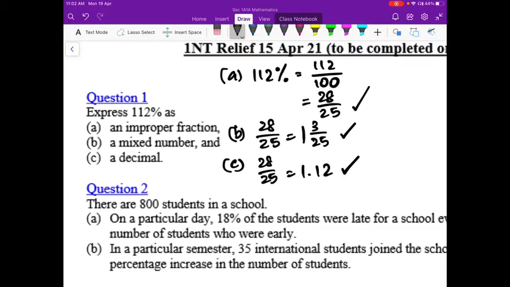Any questions for this? Oh, is it difficult? No. Then what you all say is difficult? Next.